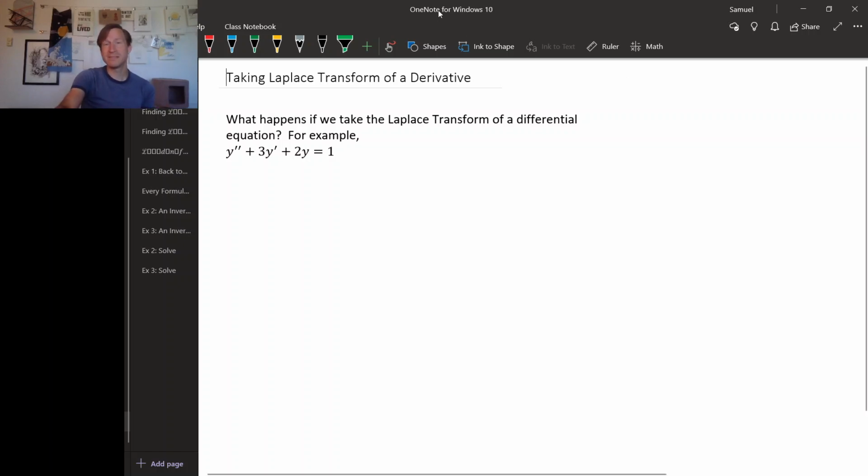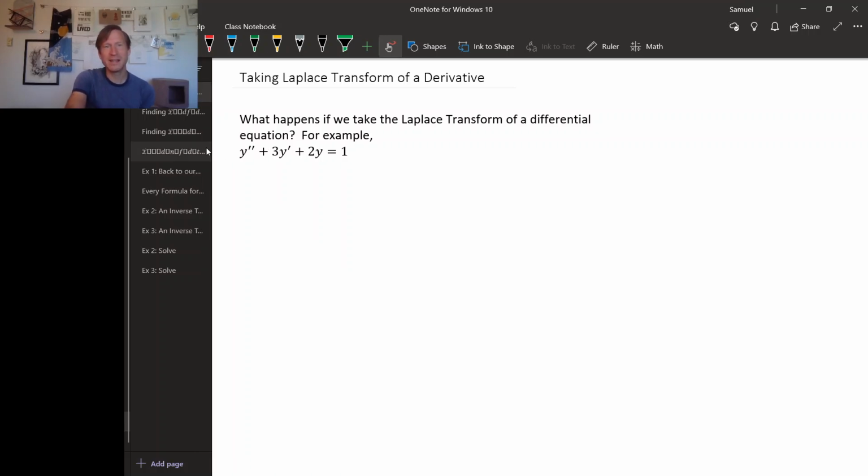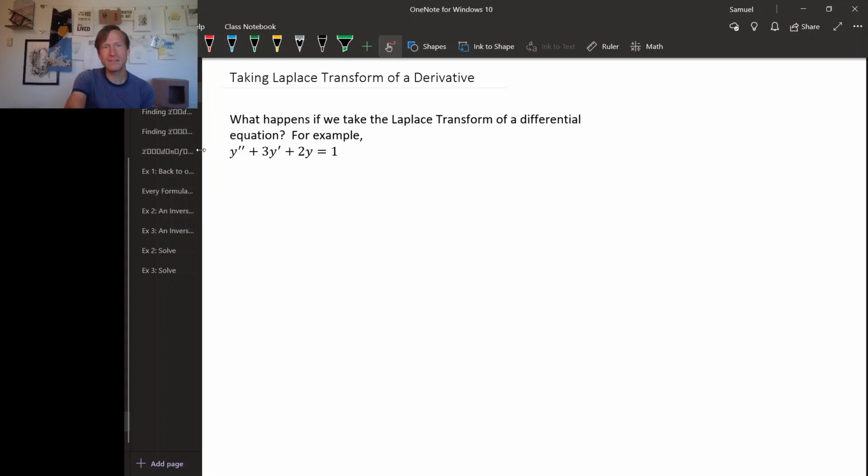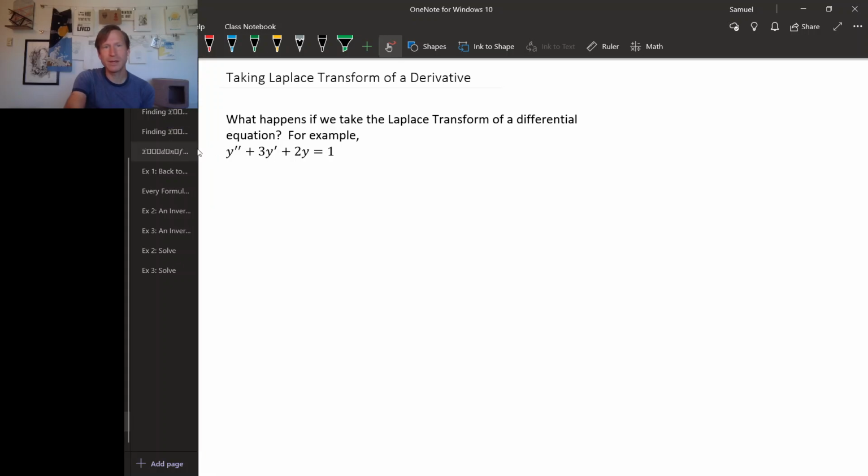Now that we know some basic Laplace transforms, let's see what the Laplace transform does to a differential equation. So here's a differential equation: y double prime plus 3y prime plus 2y equals 1. And since the Laplace transform is sort of a function that turns one function into another function, we can hit both sides of this equation with the Laplace transform like this.